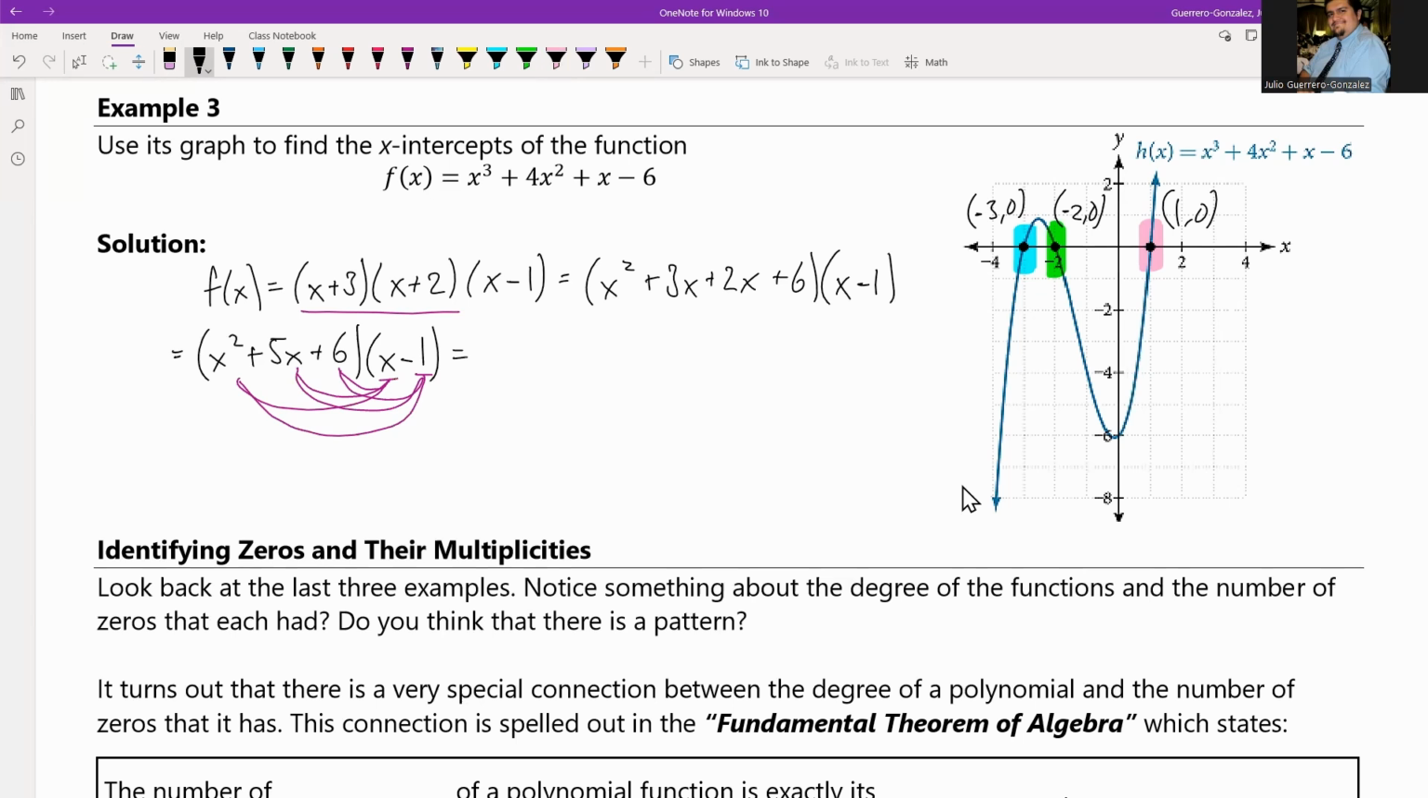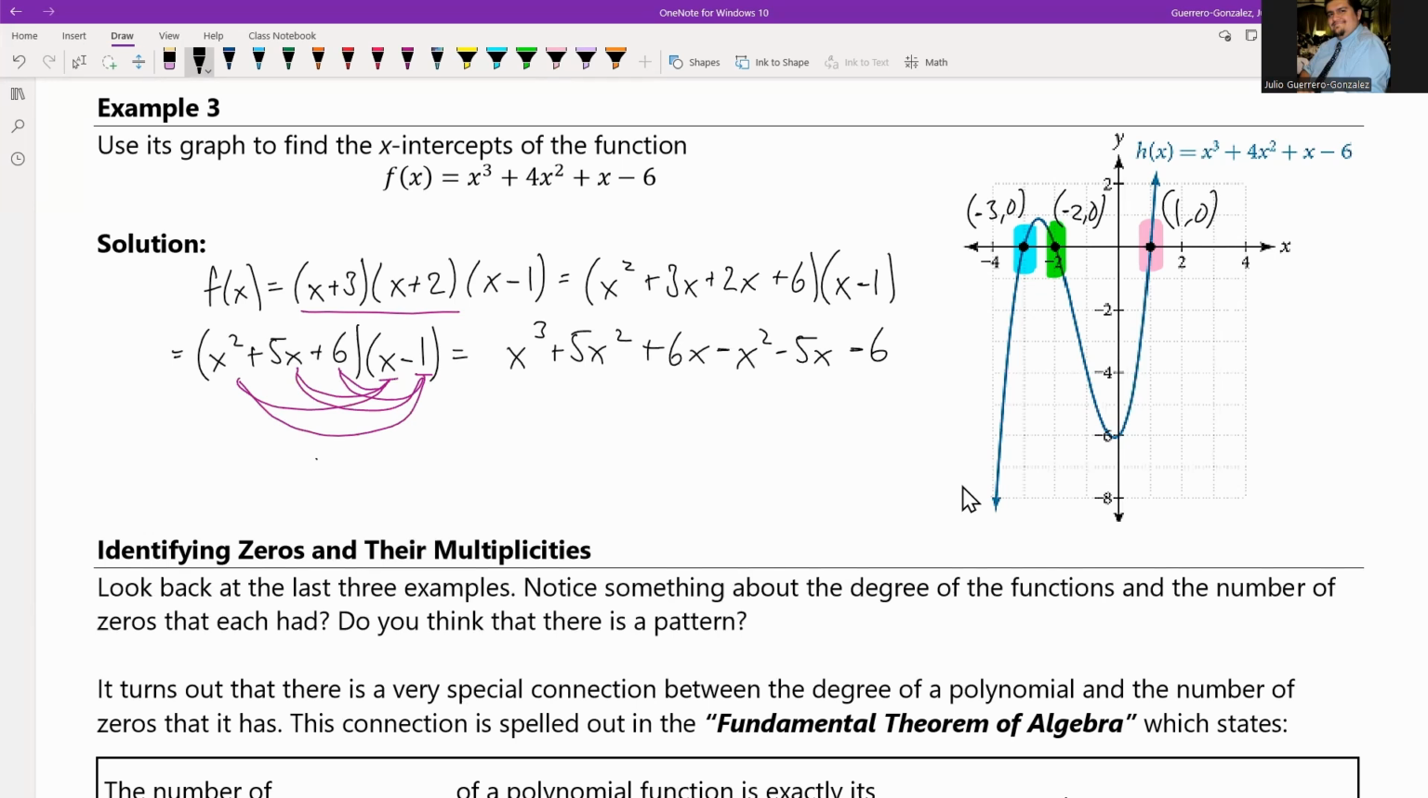Okay. So the first, I'm going to get x cubed plus 5x squared plus 6x, plus, now here we go, it's going to be minus 1 times x squared, so I'm just going to make this negative, minus x squared, minus 1 times 5x, that's going to be minus 5x, and then minus 1 times 6, minus 6.